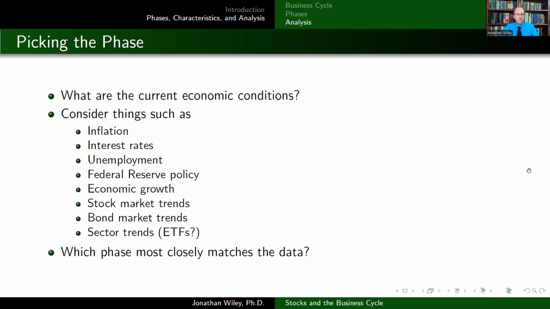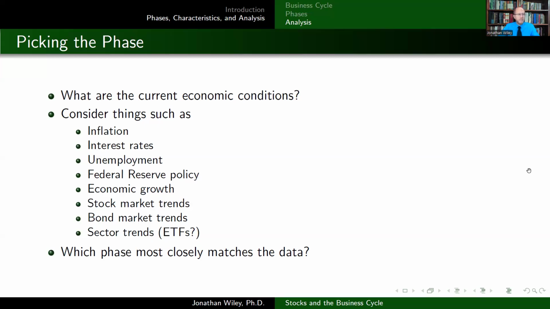So look at all those things that I mentioned in some of these prior videos, like what's the bond market doing? What's the stock market doing? What is the Federal Reserve doing? What's inflation look like? What's unemployment look like? And basically try to piece all that together and try to determine what seems to be the most accurate estimation of where we are.